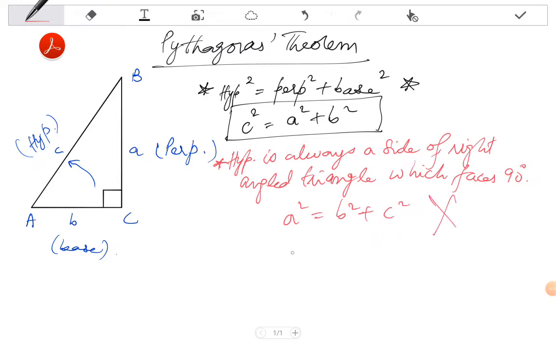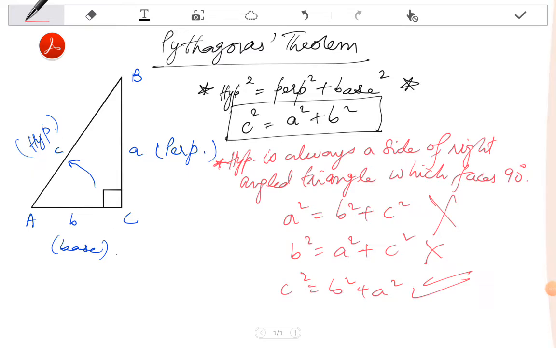If you write b square equals a square plus c square, it is wrong. But if you write c square equals b square plus a square, or a square plus b square, which is the same thing, this is correct. So how can you keep your result correct? If you just remember that the hypotenuse should be on one side in this formula and the rest two sides on the other side, you won't go wrong. Okay? Hope you understand that.